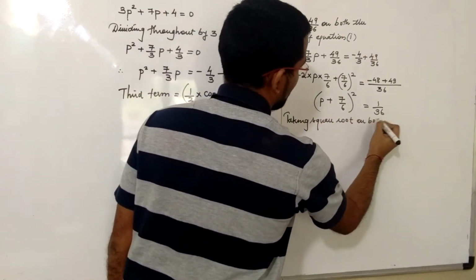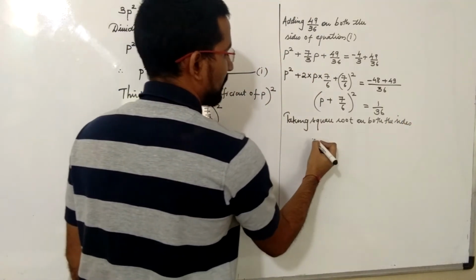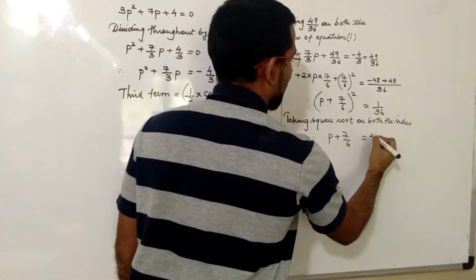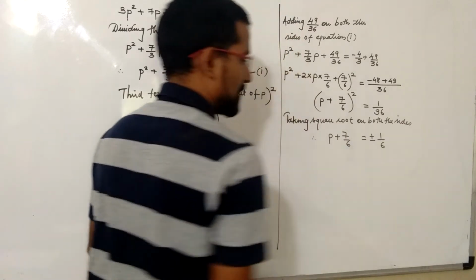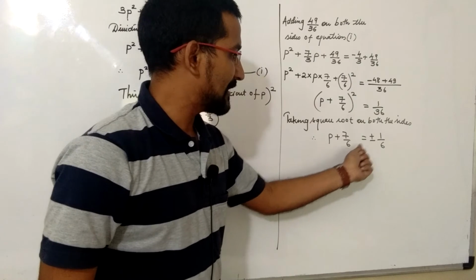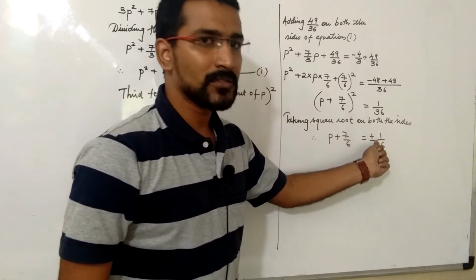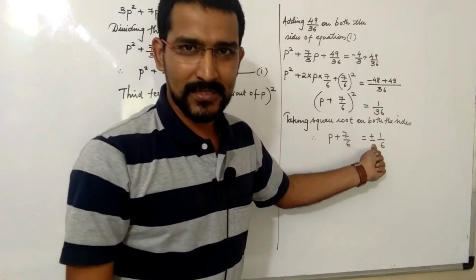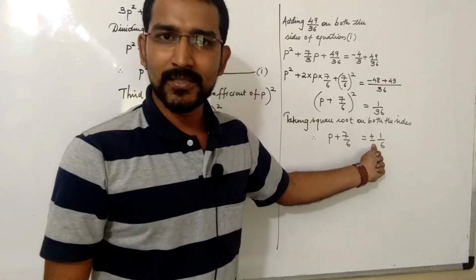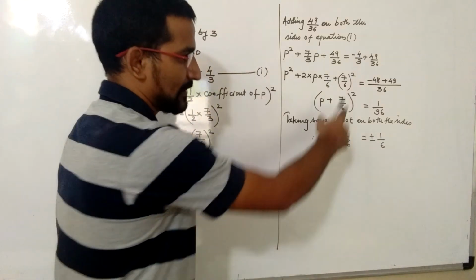So if we take the square root on both the sides, it will become p plus 7 by 6 is equals to plus or minus 1 by 6. So when we take square root, this square term will remove. When you take square root, you have to take both the values plus or minus, because the square of plus 6 is also 36 and the square of minus 6 is also 36. So while taking square root, you should always take plus or minus 1 by 6 in this case.